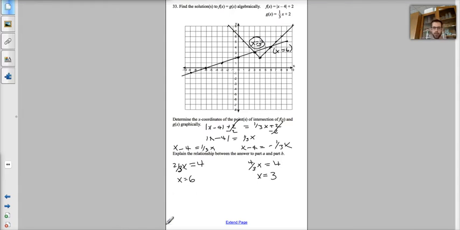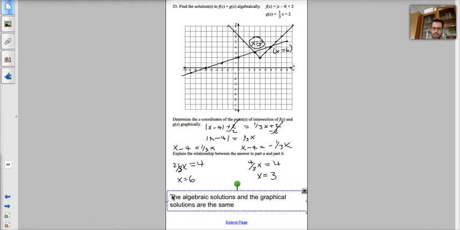All right, explain the relationship between the answers to part A and part B. So the algebraic solutions and the graphical solutions are the same. I don't really know what else it wants me to say. So I'm just going to type that. I think that's probably good enough. All right.